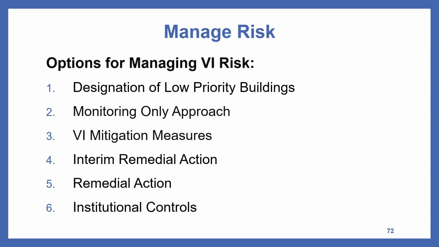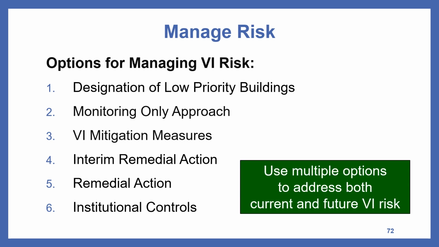The guidance provides considerations for the following 6 risk management options. For a given site, you'll most likely be using more than one of these options to manage the risk at all of the potentially impacted buildings at the site. On the next few slides, I'll go over each of these risk management options.